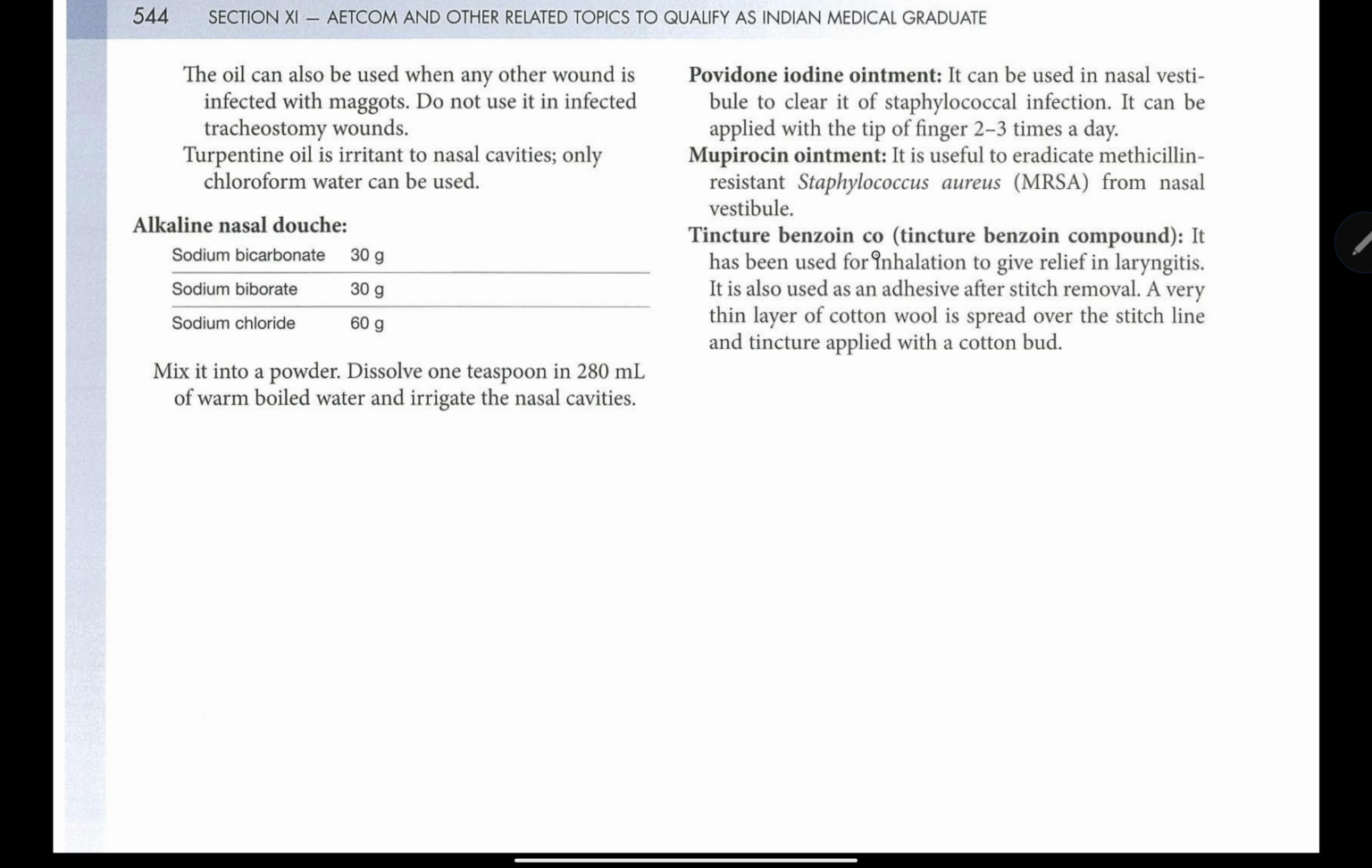Tincture benzoin co., tincture benzoin compound. It has been used for inhalation for relief in laryngitis. It is also used as an adhesive after stitch removal. A very thin layer of cotton wool is spread over the stitch line and tincture applied with a cotton bud.